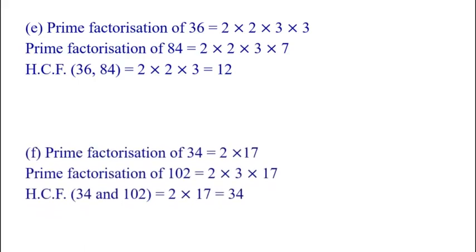Next, SCF of 34 and 102. So prime factorization of 34 is 2 into 17 and prime factorization of 102 is equal to 2 into 3 into 17. So SCF of 34 and 102 is equal to 2 into 17, that is 34.